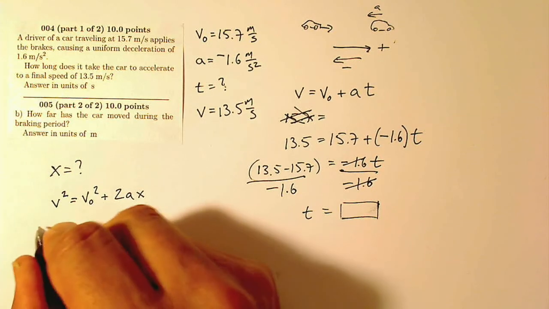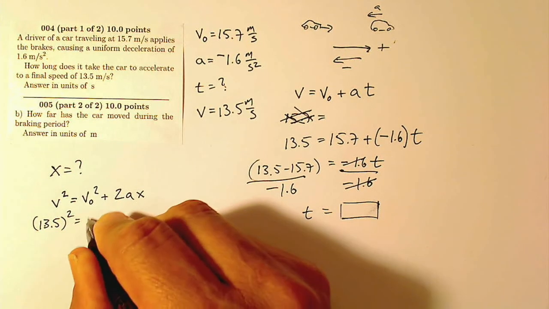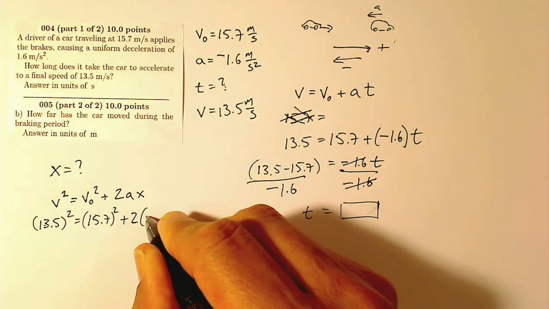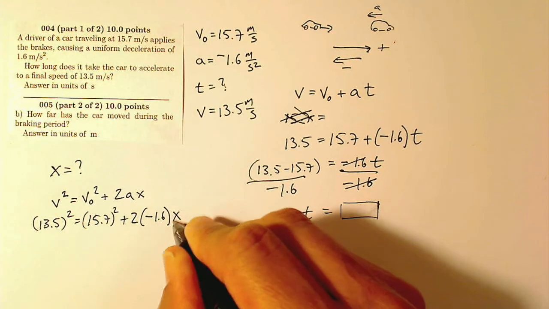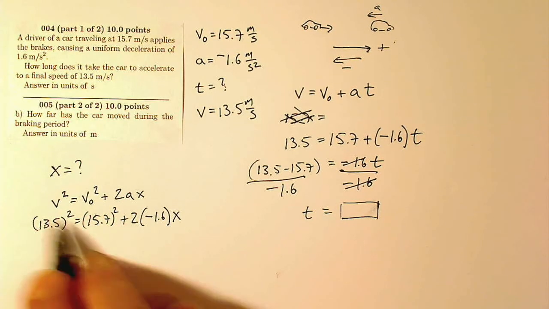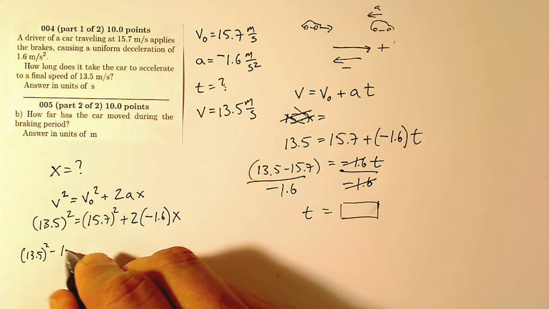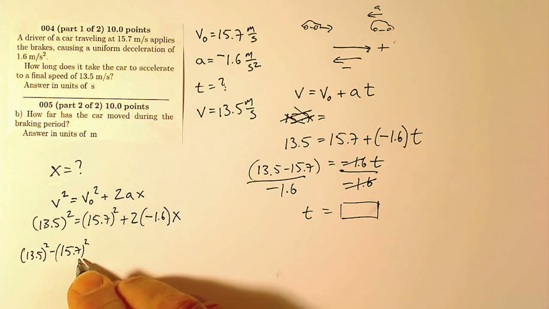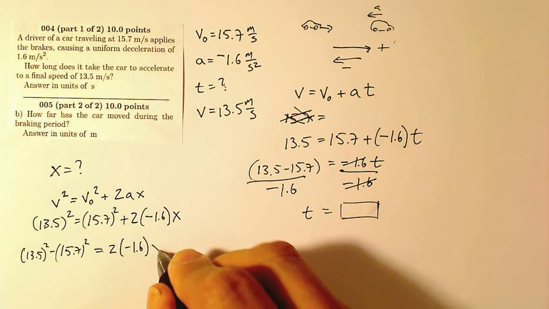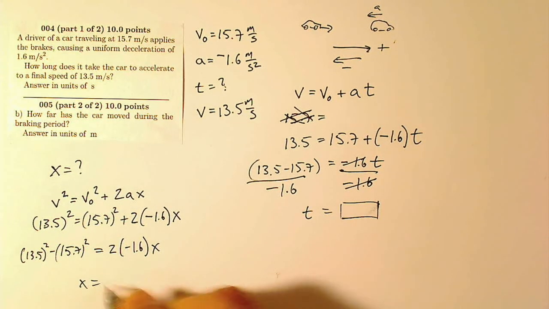So my final velocity squared, that's going to be 13.5 squared equals my initial velocity squared, 15.7 squared, plus twice my negative 1.6 times my displacement. Now you'll see that this number is going to be smaller than that number, so when I subtract that, this side will wind up negative. So 13.5 squared minus 15.7 squared, that's going to be negative, equals 2 times negative 1.6 times x. But when I divide it by the negative, you'll see that I will have a positive displacement. So that'll give me my answer for my displacement.